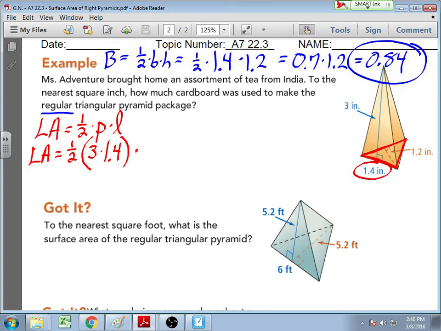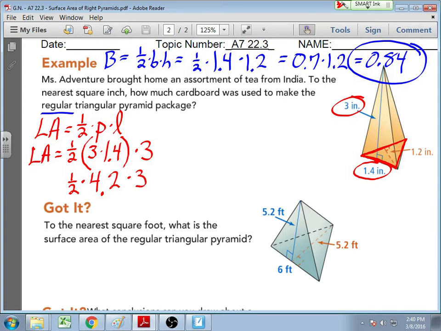And then the slant height we see right here is 3, because that is the height of the triangle faces, not the height of the pyramid. We'll need the height of the pyramid when we get to volume. So when I do 3 times 1.4, we can really do 3 times 14, which would be 42, and then move the decimal back. So this would be 4.2, and then times 3.